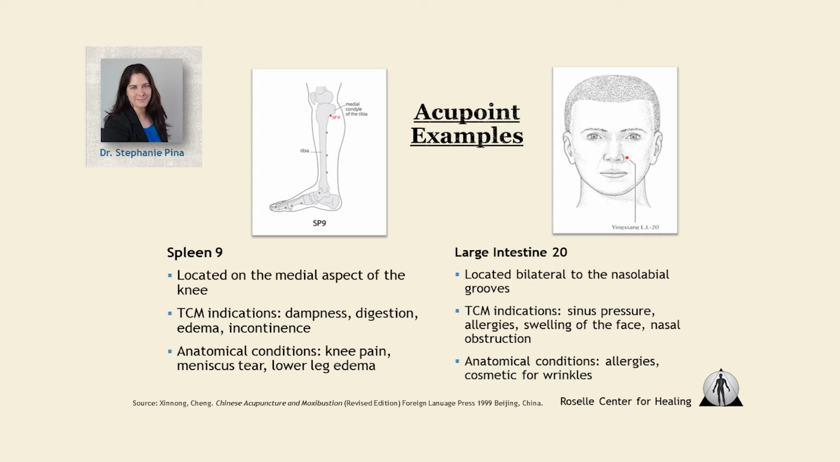On the other hand, we have large intestine 20, and this is located bilaterally on the nasolabial grooves right next to the nose. Now, most people who have gotten acupuncture know that on both sides, this combined with one other point might be a great treatment point for allergies because it opens up the nasal cavities and allows air to circulate through. It also is a great point when you're pressing it, it may be tender because it's located over the sinuses. So its indication for sinus pressure, allergies, and swelling in the face, plus nasal obstructions, fits right along with these Chinese medicine indications from a number of years ago.